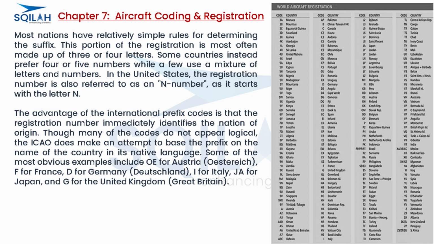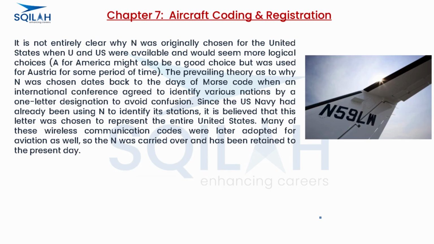Some of the most obvious examples include OE for Austria, Österreich, F for France, D for Germany, Deutschland, I for Italy, JA for Japan, and G for the United Kingdom, Great Britain. It is not entirely clear why N was originally chosen for the United States when U and US were available and would seem more logical choices.